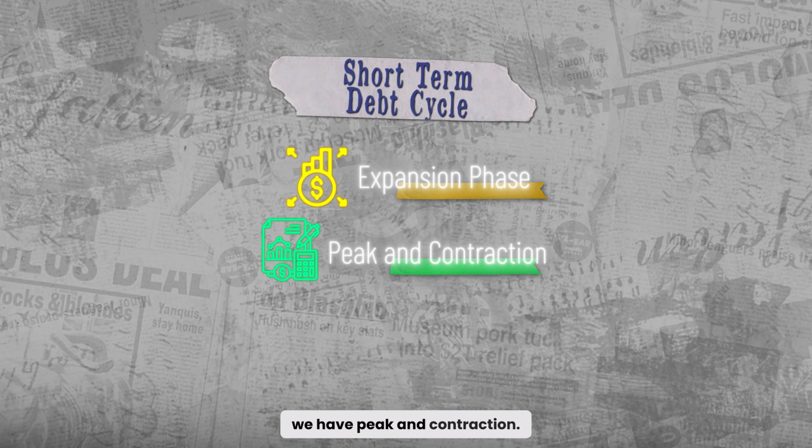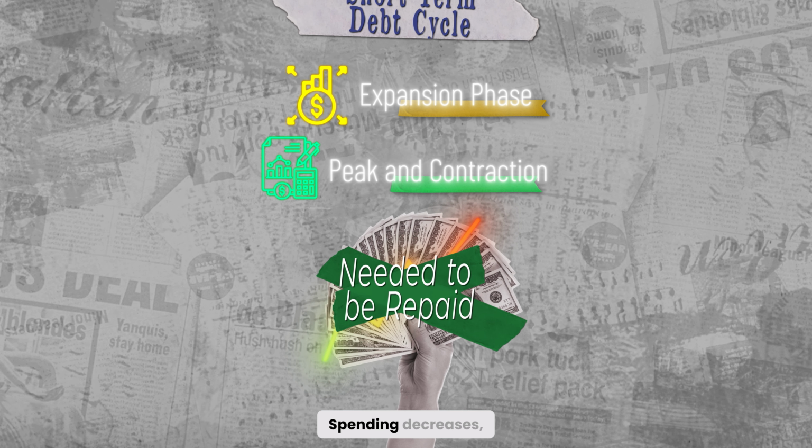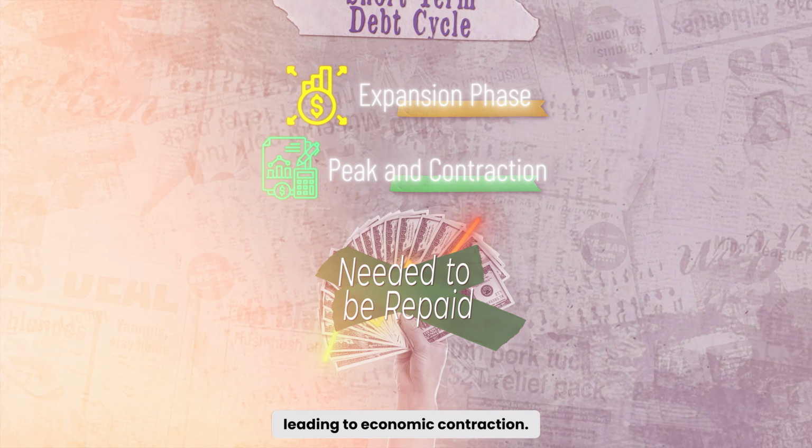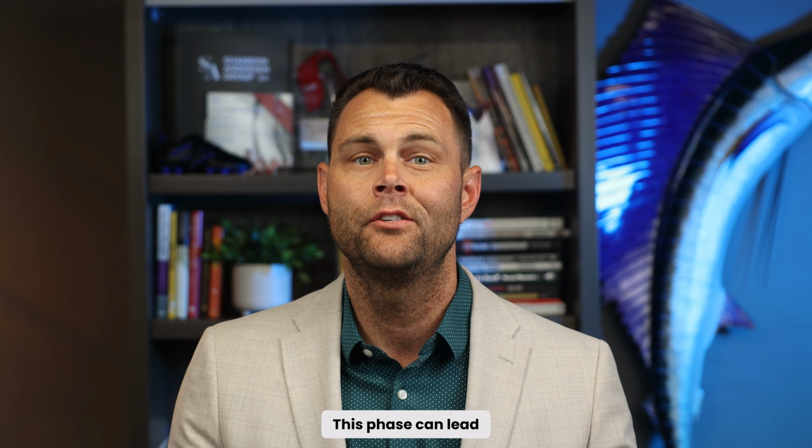Next, we have peak and contraction. Eventually, borrowing reaches a peak. As debts need to be repaid, spending decreases, leading to economic contraction. Businesses cut back, jobs are lost, and incomes fall. This phase can lead to a recession.